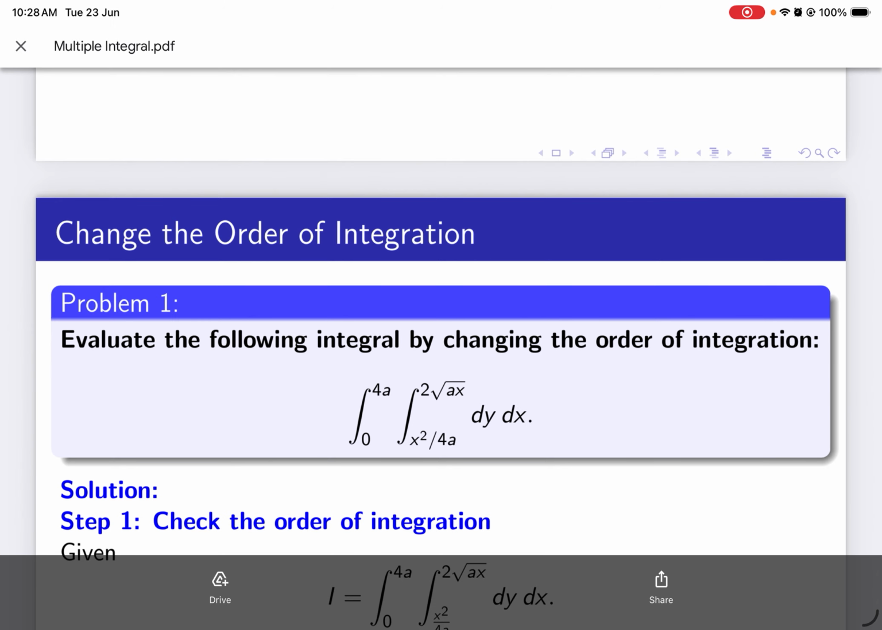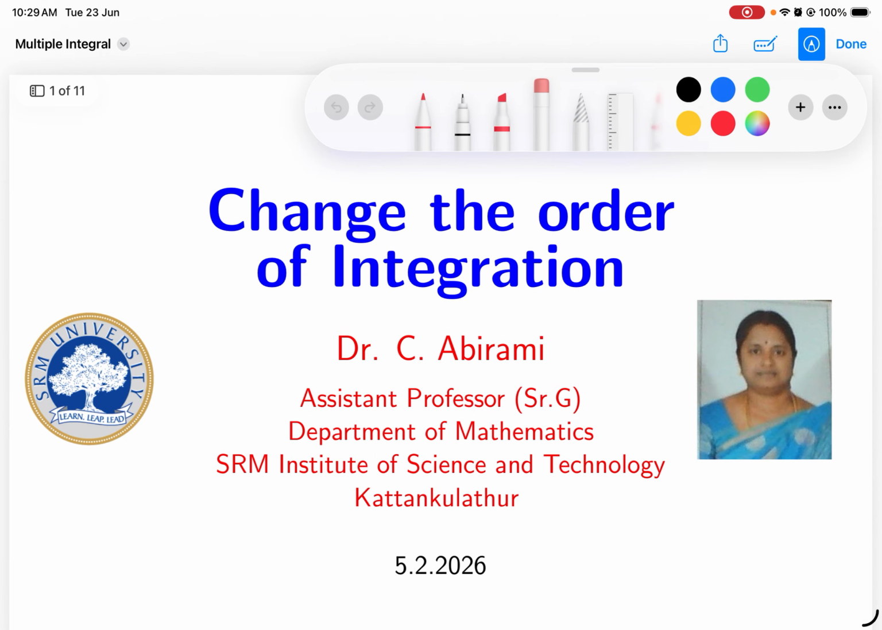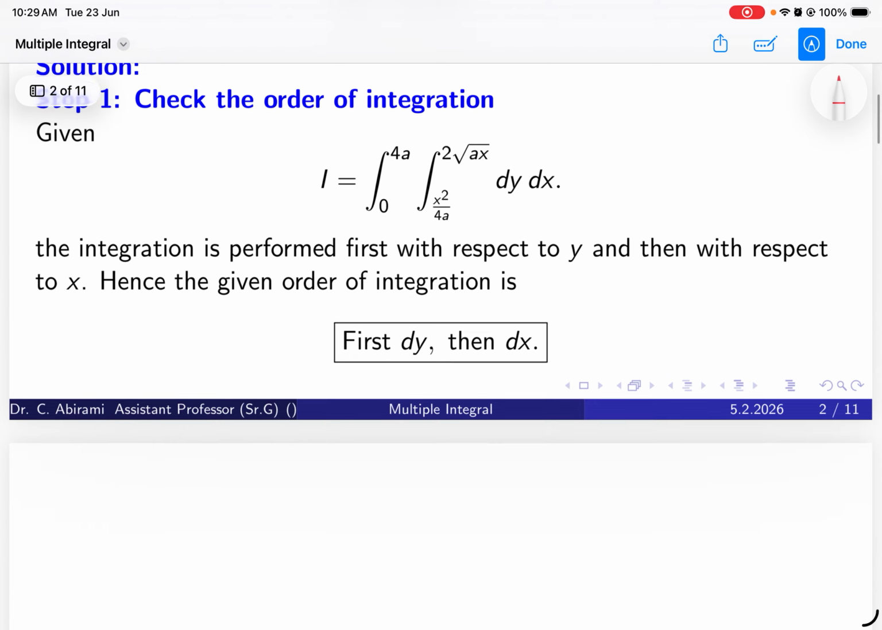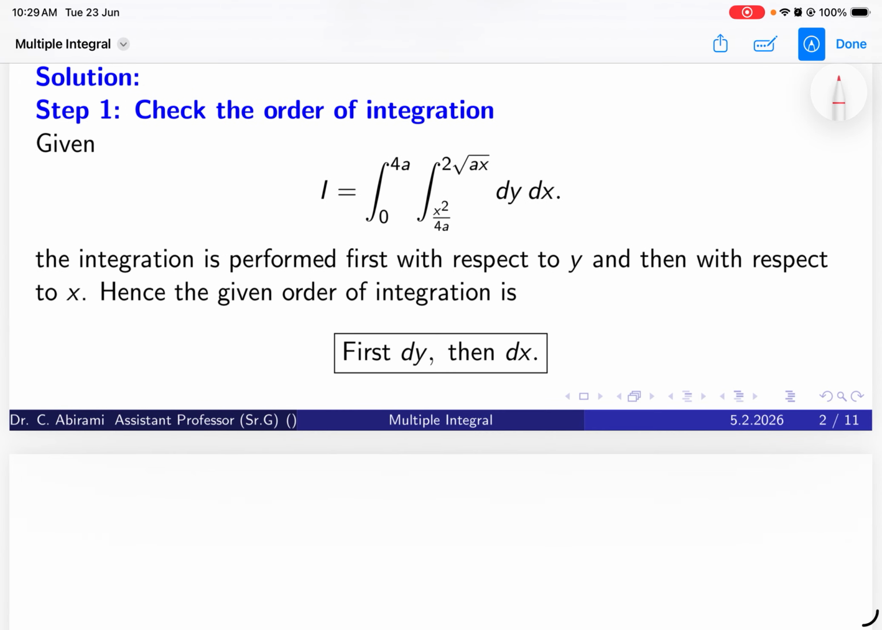So the initial step is to check the order of integration. Order of integration means the innermost integration is with respect to y. The corresponding limits for y are either functions of x or constants. But what is given in the question? It is only functions of x. So no need to change the order. You retain it as it is.